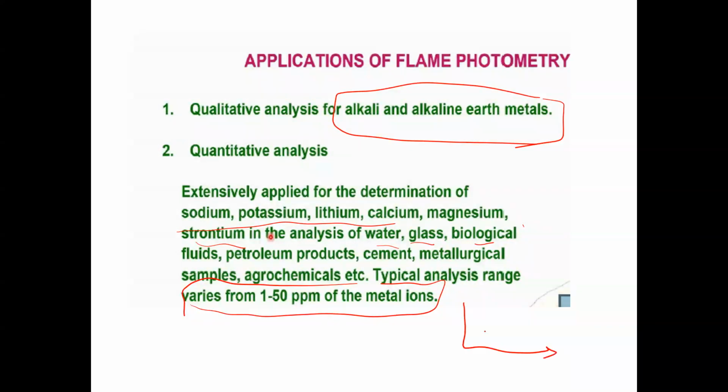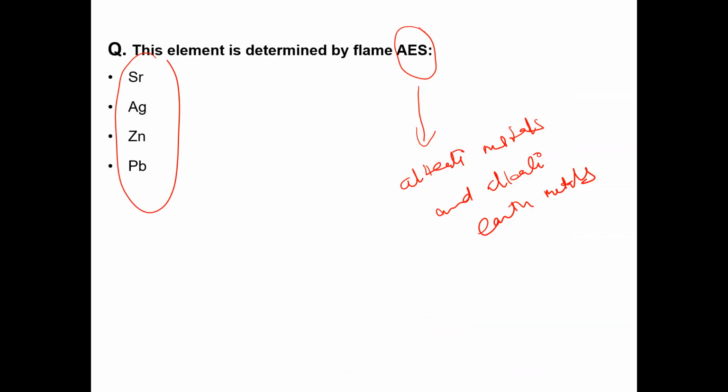I'm telling you about the linear range, that is 1 to 50 ppm. You can determine as low as 1 ppm of the metal ions and up to 50 ppm. This is a typical analysis range. Otherwise, it depends upon the type of analyte. So strontium will be the right answer, because you can see the others are barium, magnesium, calcium, like that.